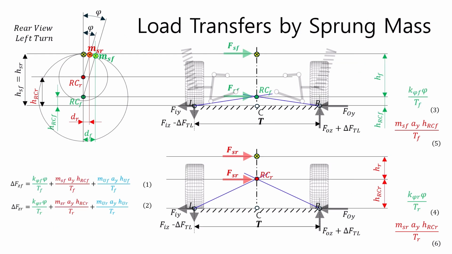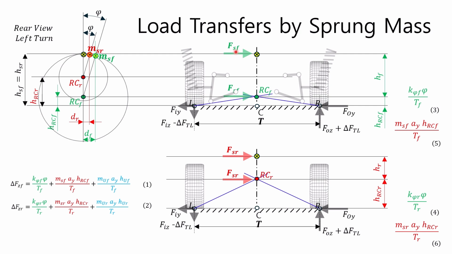Let's look at two load transfers generated by a sprung mass subjected to lateral acceleration. The first is the load transfer caused by the roll moment produced by the lateral force acting on the sprung mass center about the roll center, and the second is the load transfer caused by the lateral force acting on the sprung mass center acting directly laterally to the roll center. Let's look at both of these simultaneously.